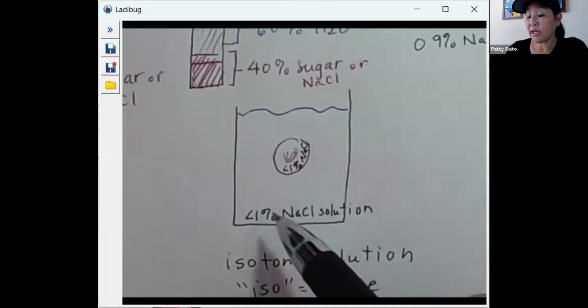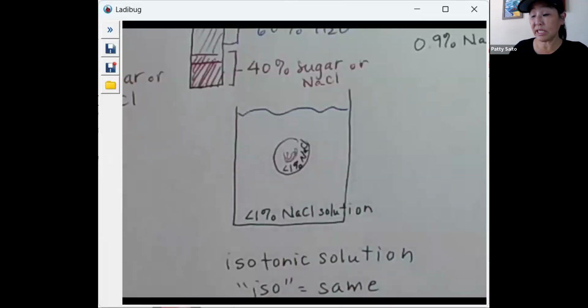All right. And so what would happen to our red blood cell? We saw nothing. It's happy there. It's not distorted. You don't have a lot of water coming in or leaving, maybe a little bit coming in and going out, but it would be about the same. So isotonic solution is the same.